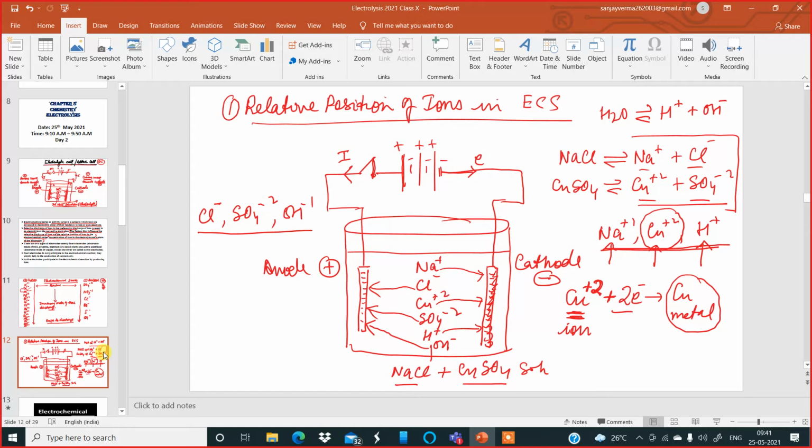Now what is the addition of electrons called? Reduction. Very good. Who was that? Chewang Nima. Yes, addition of electrons is called reduction. What is it called? All of you speak. Reduction. Addition of electrons is called reduction.